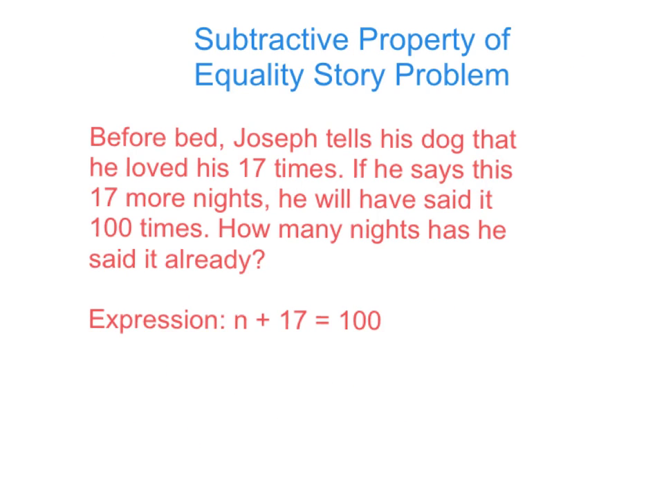Now that we have learned about the subtractive property of equality, we are going to take a look at a story problem that uses this method. Before bed, Joseph tells his dog that he loves him 17 times. If he says this 17 more nights, he will have said it 100 times. How many nights has he said it already?